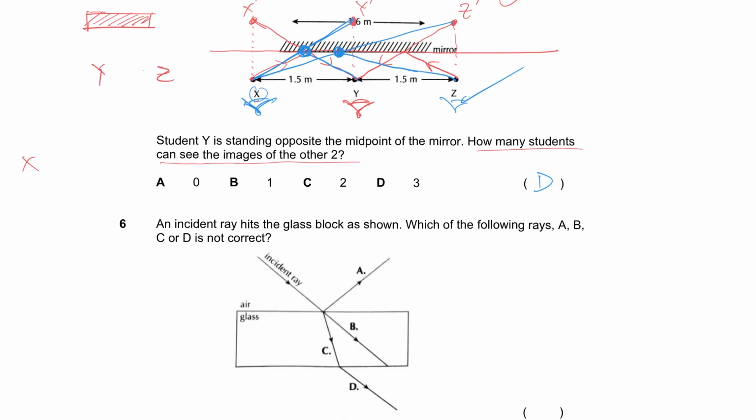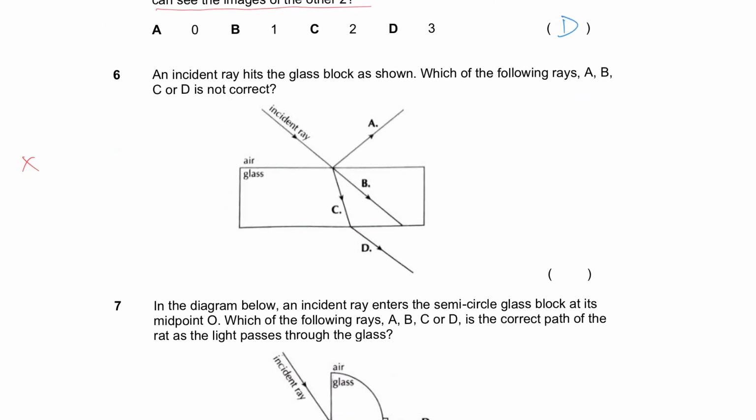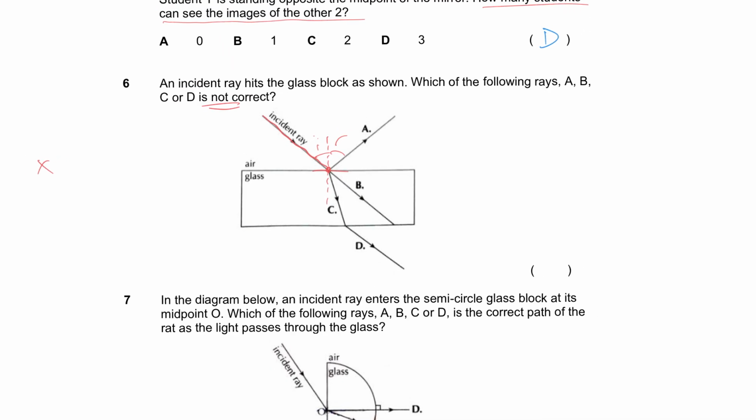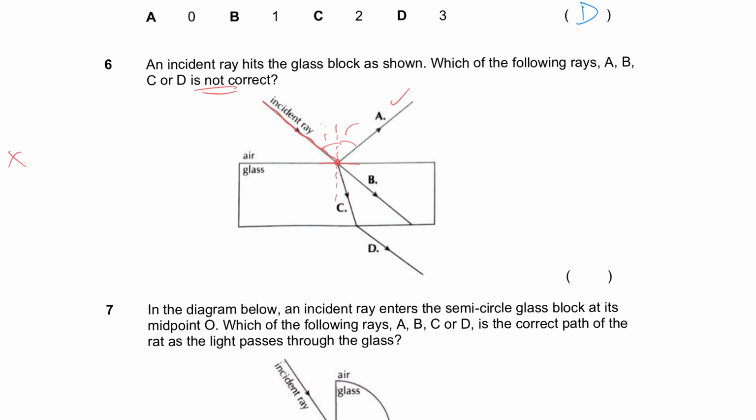All right, next question here. Okay, the incident ray hits the glass block as shown here. Which of the following rays A, B, C, D is not correct? All right, now this is the incident ray that comes here, and this is the normal. And as you know, because this air-glass boundary is smooth, some of the light is reflected. So this r equals r, there will be a weak reflection taking place, which is correct. Okay, so A is possible.